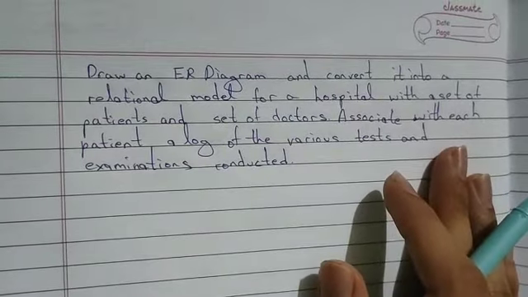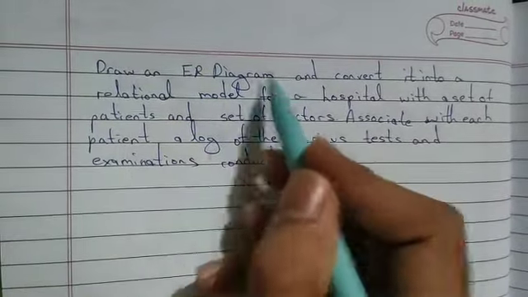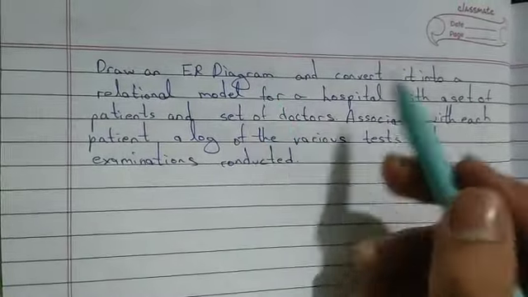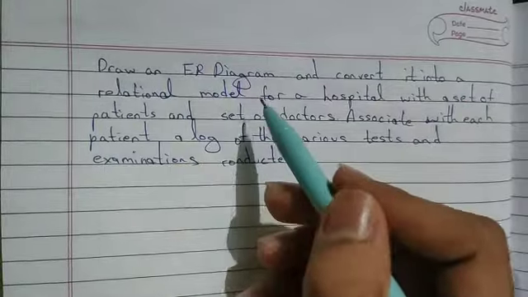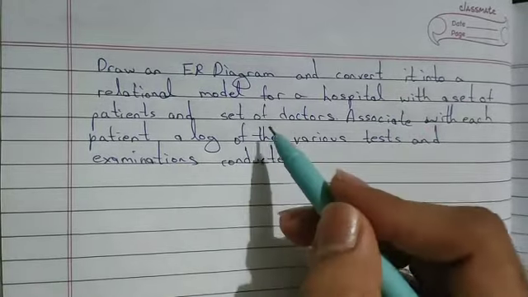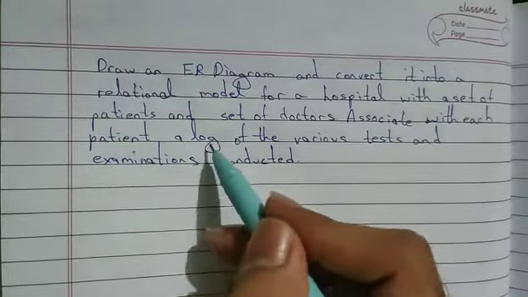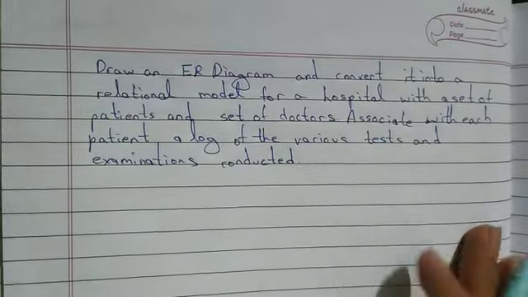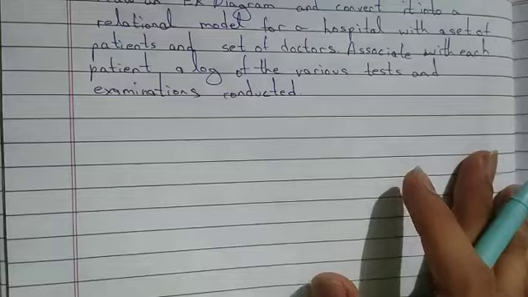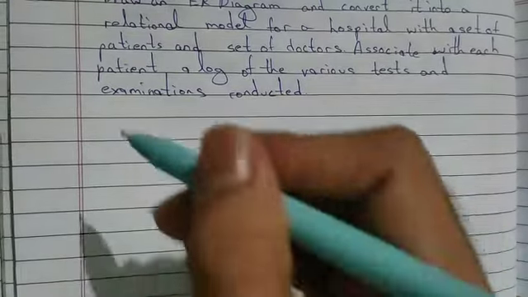So in this question, we have been asked to draw an ER diagram and then convert that ER diagram into a relational model for a hospital with a set of patients and set of doctors. We need to associate each patient with a log of the various tests and examinations that are conducted. Okay, so let's get started.